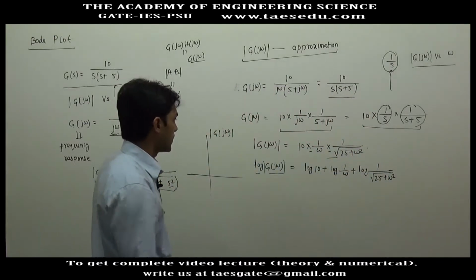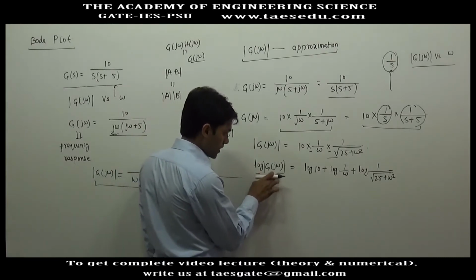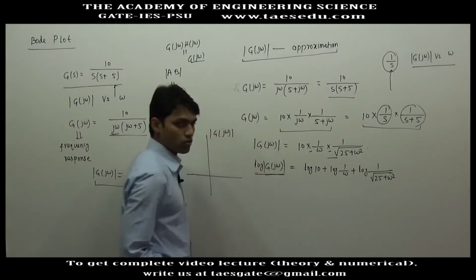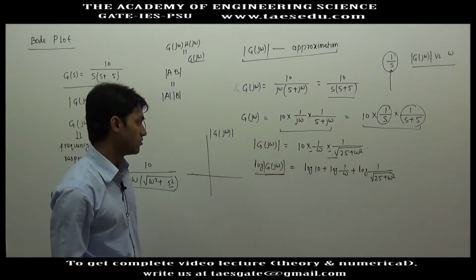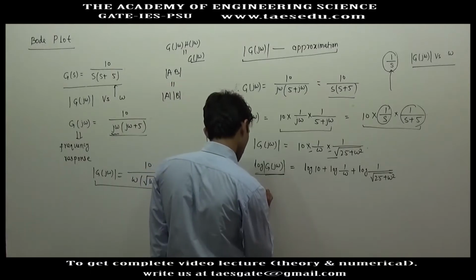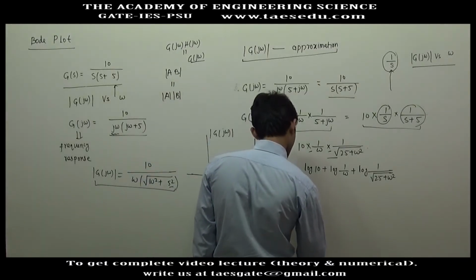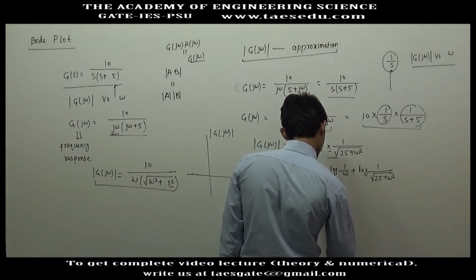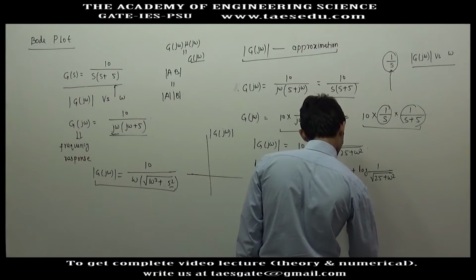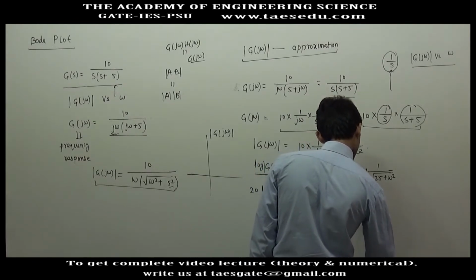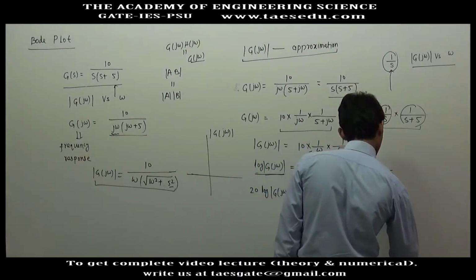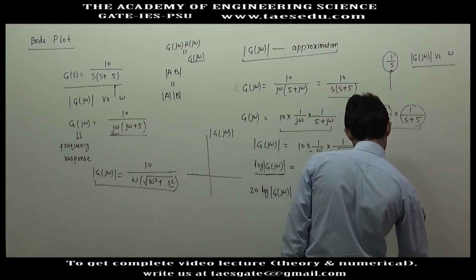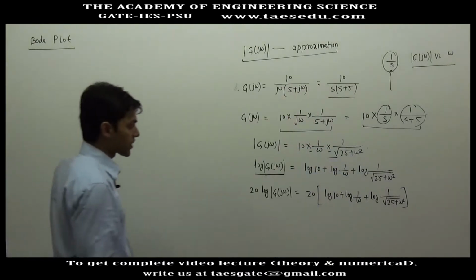Okay. And if we calculate log of modulus of G(jω) in dB, we will multiply it with 20. This will be 20 into log 10 plus log 1 upon ω plus log 1 upon root under 25 plus ω square.